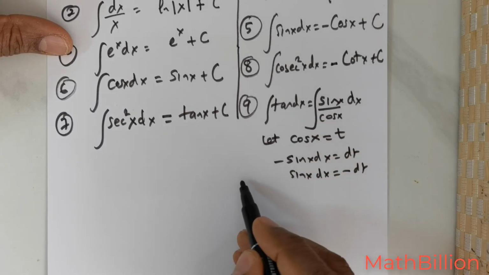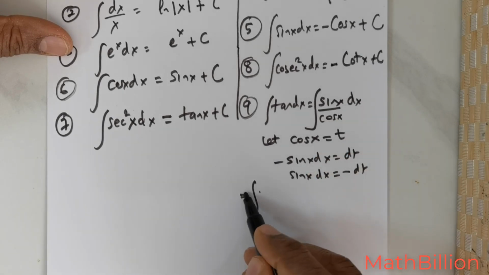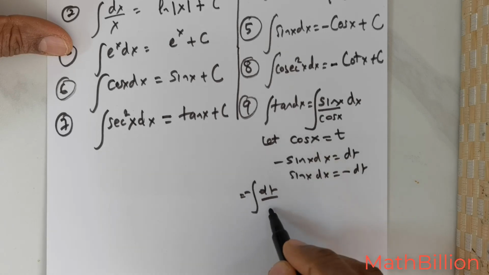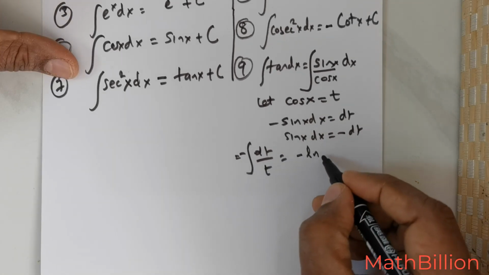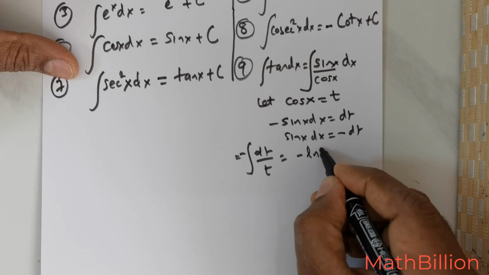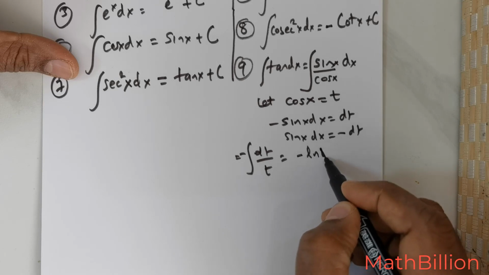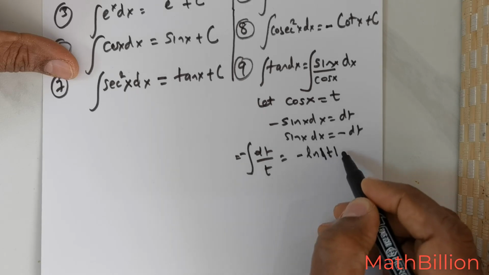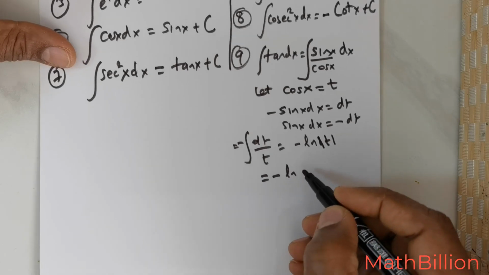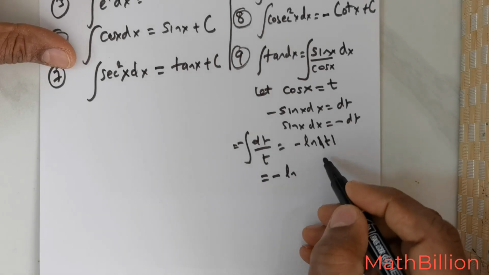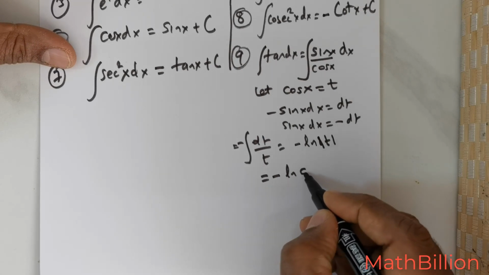So if I were to substitute that value, in place of sin x dx, I substitute negative dt. In place of cos x, I substitute t. If I were to integrate this, I get negative ln t. Now you might be asking me, okay, I will just place negative ln of modulus of t, and then I will say negative ln of, now I'm removing this modulus sign, and then I would be placing cos x.